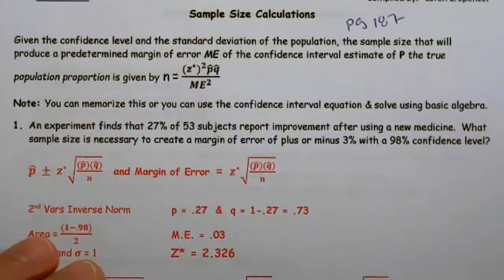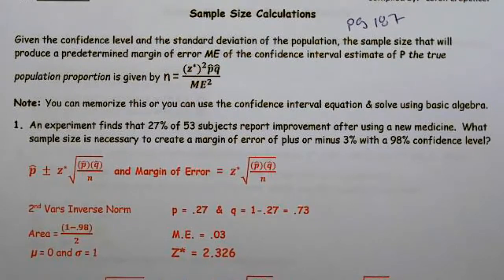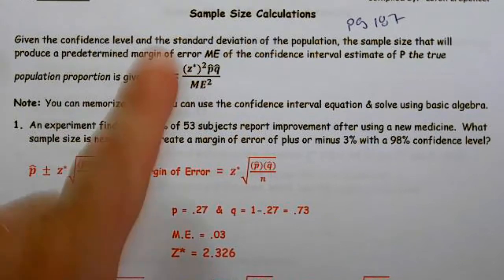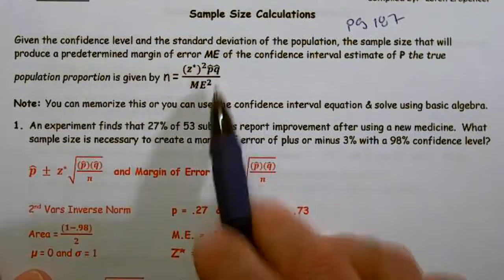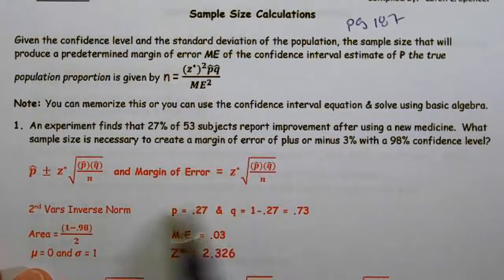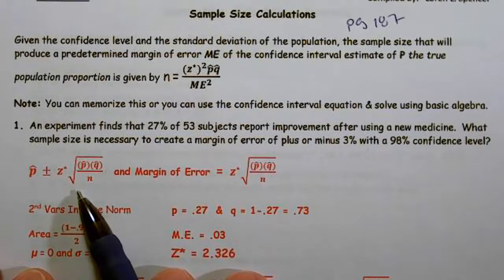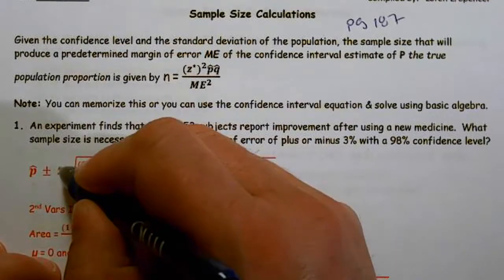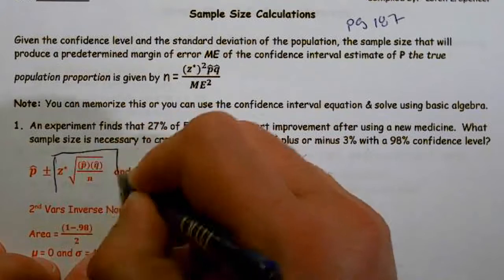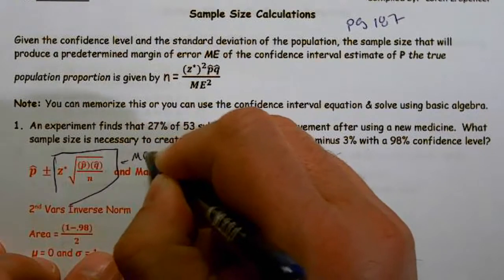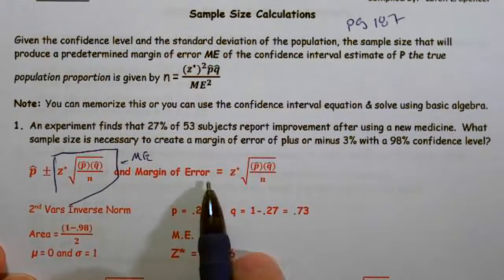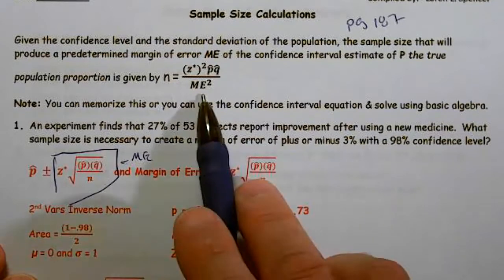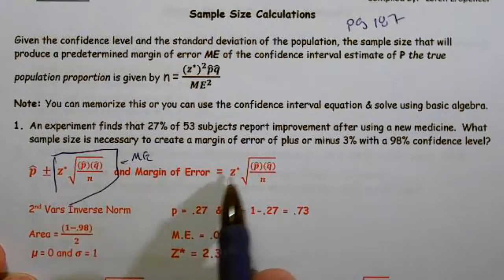Now I prefer to use algebra. I'm going to show this by algebra first, and I'll come back and do it without memorization, I mean, by using the formula as opposed to the confidence level formula. So first off, with the confidence interval formula, this part of it is the margin of error. So the margin of error, or ME, equals Z star times the square root of P hat, Q hat over N.